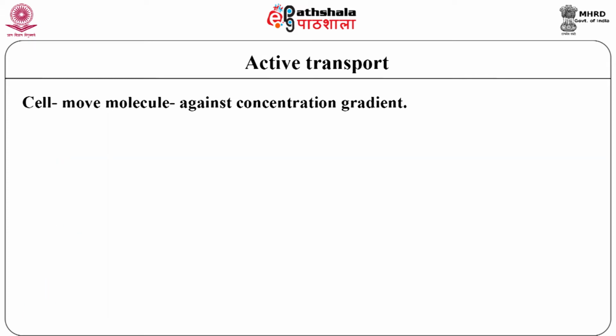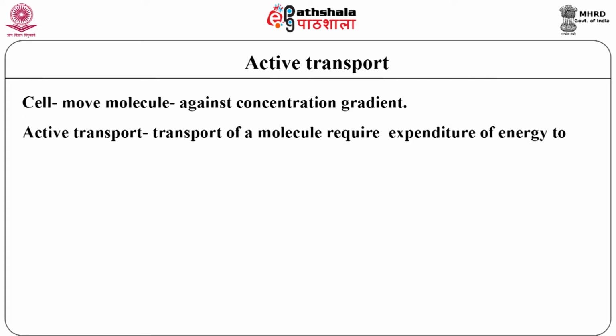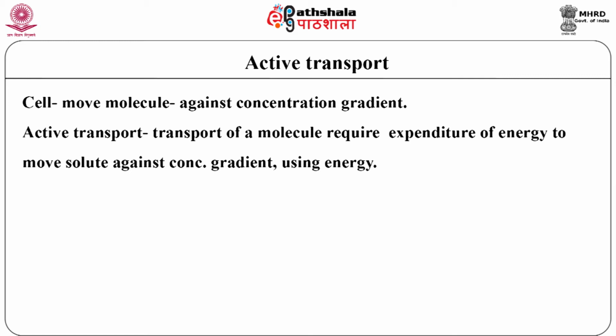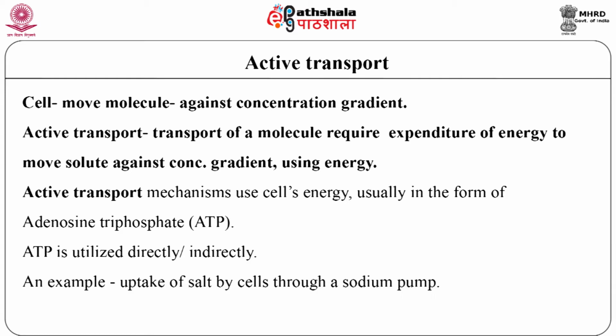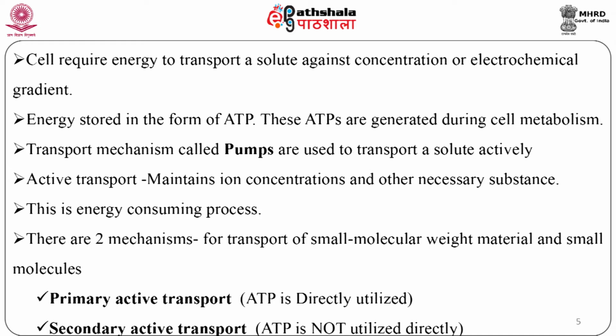Cells also need to move molecules against the concentration gradient. Active transport is a transport of molecules which requires expenditure of energy to move solute against the concentration gradient using ATP. Active transport mechanisms use the cell's energy, usually in the form of ATP, that is adenosine triphosphate. In case of secondary active transport, ATP is utilized indirectly. It is also called uphill transport, moving against a gradient.